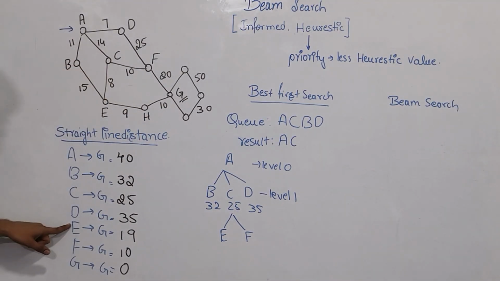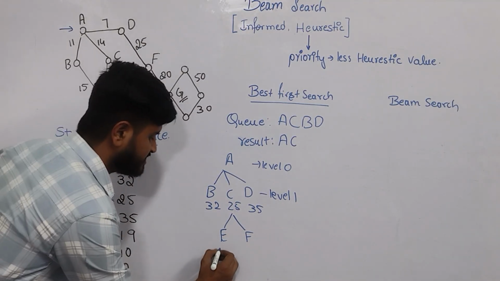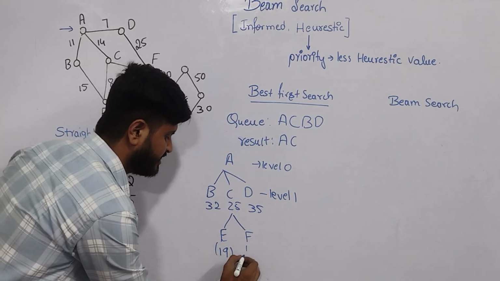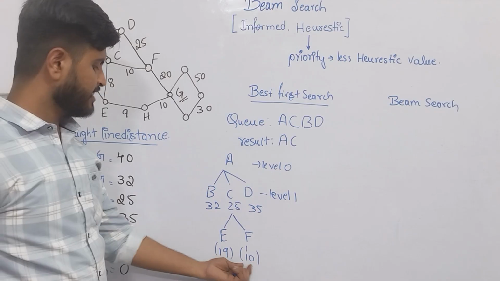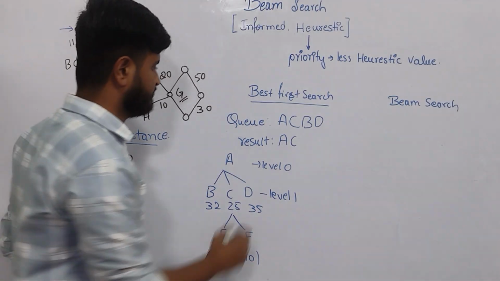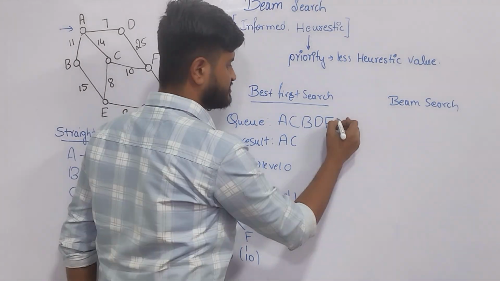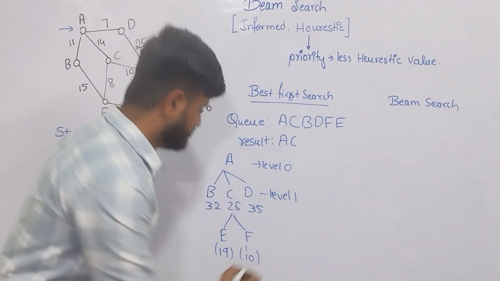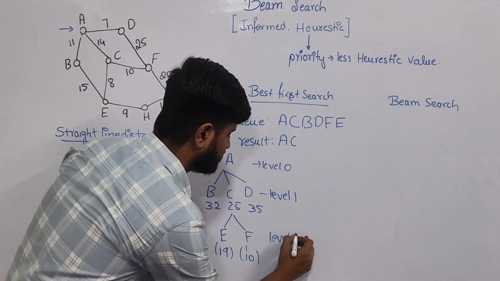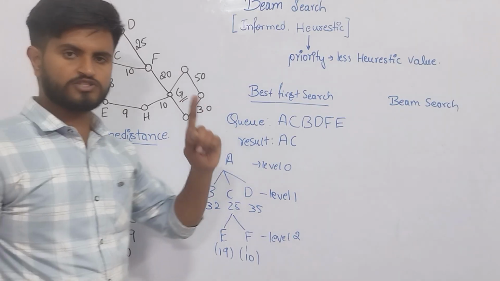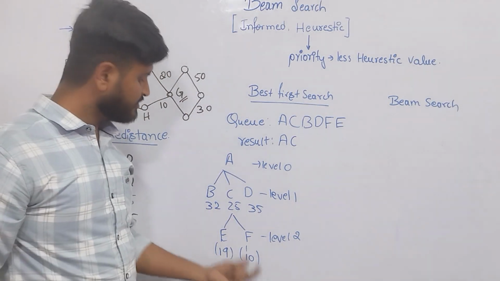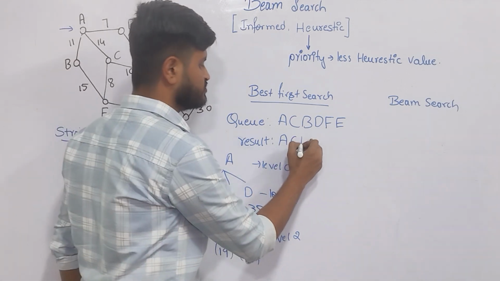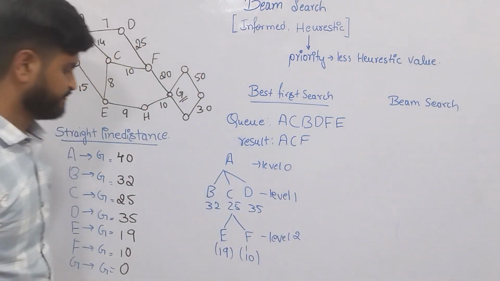If you see the heuristic values of E and F, E has a heuristic value of 19 and F has a heuristic value of 10. Among 10 and 19, which is the smaller value? F. So you will write F first, then E. This is level number 2. In level number 2, you must choose only one element among F and E. F has the less heuristic value, so you will choose it and write it in the result.